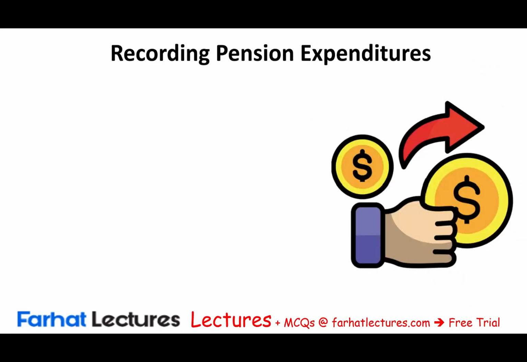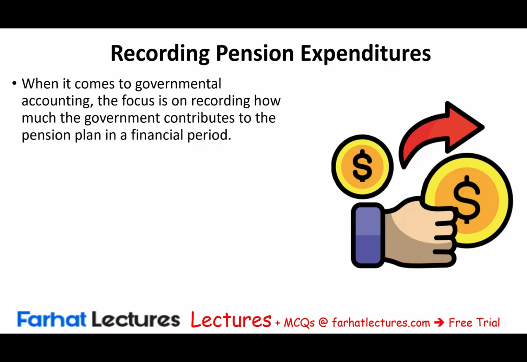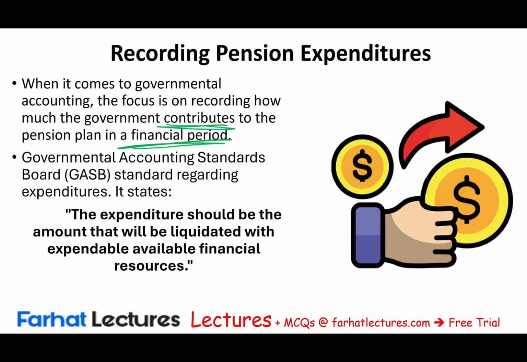So, recording pension expenditure. Obviously, it's an expenditure. When it comes to governmental accounting, the focus is on recording how much the government contributes to the pension plan in a financial period. So GASB states the expenditure should be the amount that will be liquidated with expendable available financial resources.